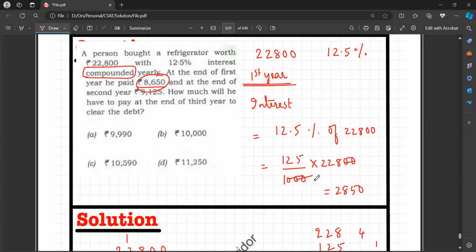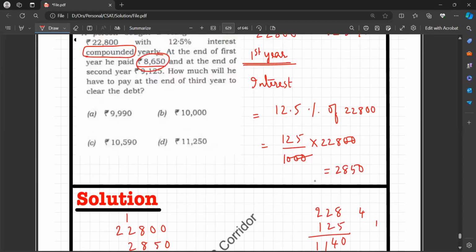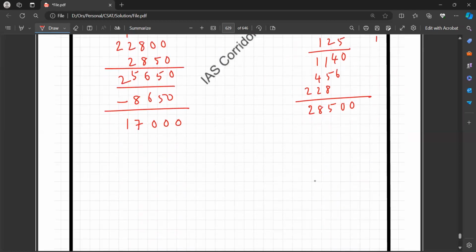If the person paid 8650, what will be the amount? 17,000 remaining. Now again 12.5% in the second year. This is the total amount that is remaining after the second year. Now in the second year, the total amount remaining is 17,000. Interest rate is 12.5% of 17,000.